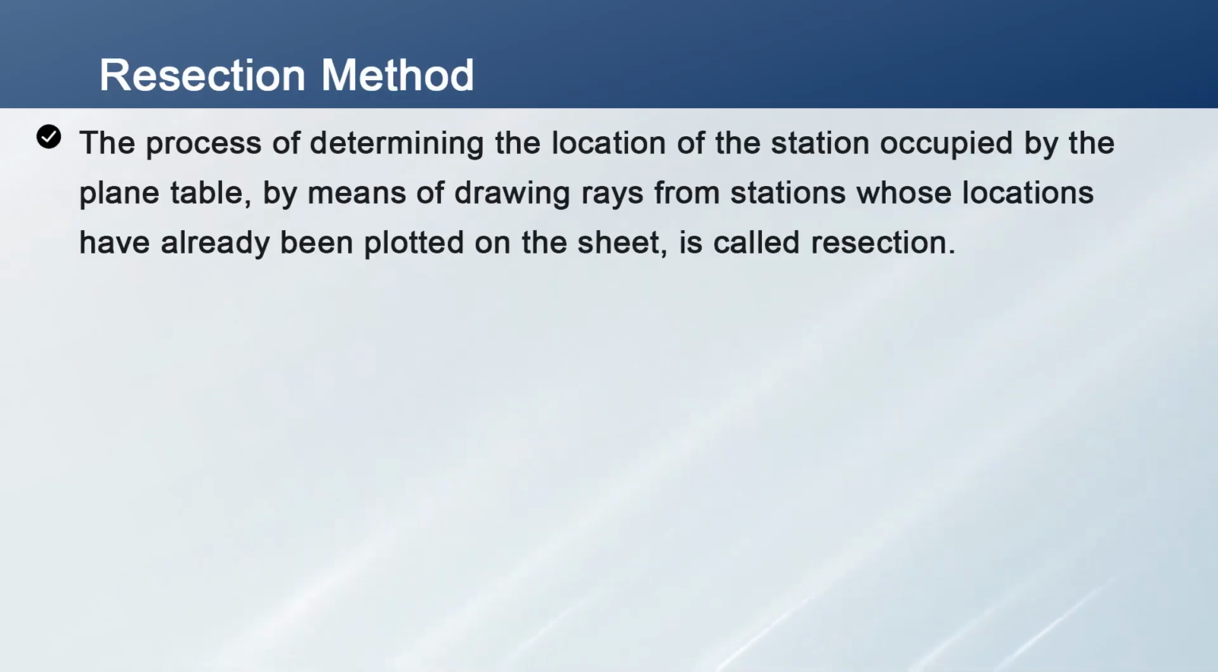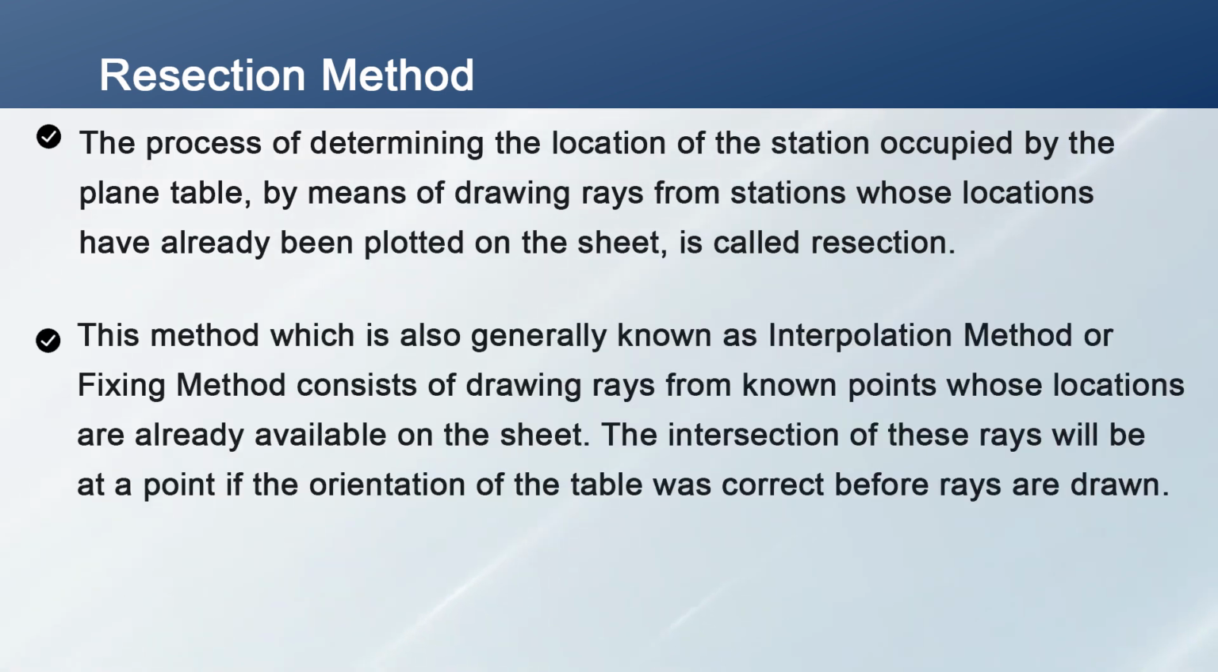The process of determining the location of the station occupied by the plane table by means of drawing rays from a station whose location has already been plotted on the sheet is called resection. It means that resection is a surveying method where the position of the plane table is determined by drawing lines or rays from already known points on the map. This method is also generally known as the interpolation method or fixing method, consisting of drawing rays from known points whose locations are already available on the sheet.